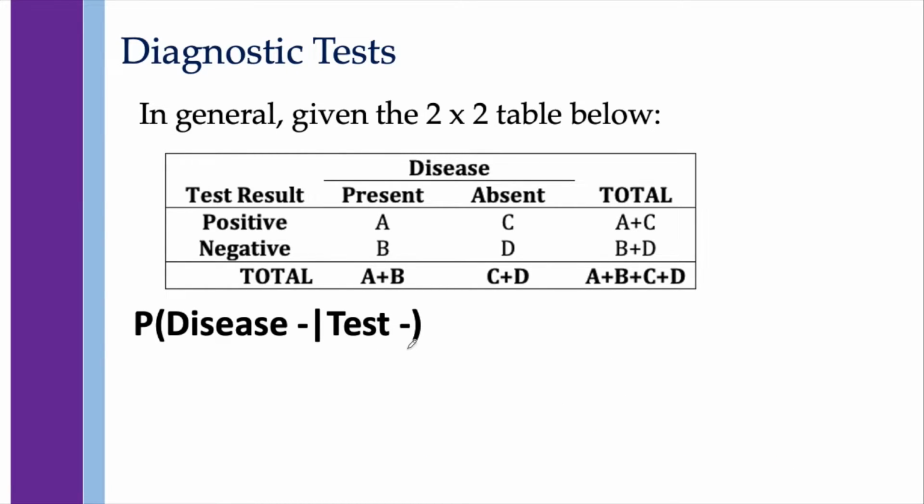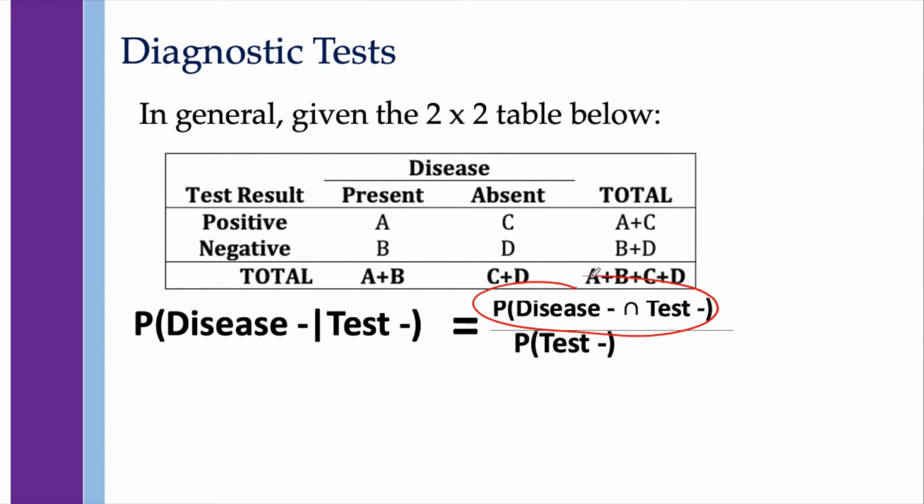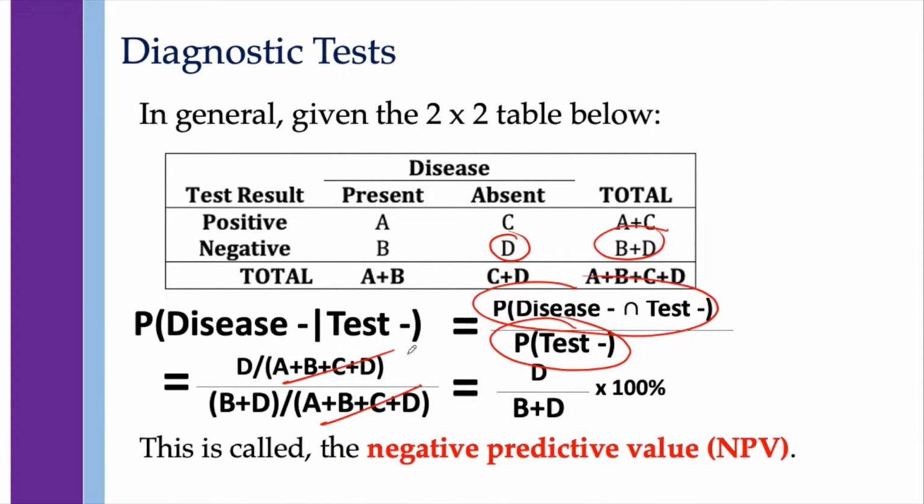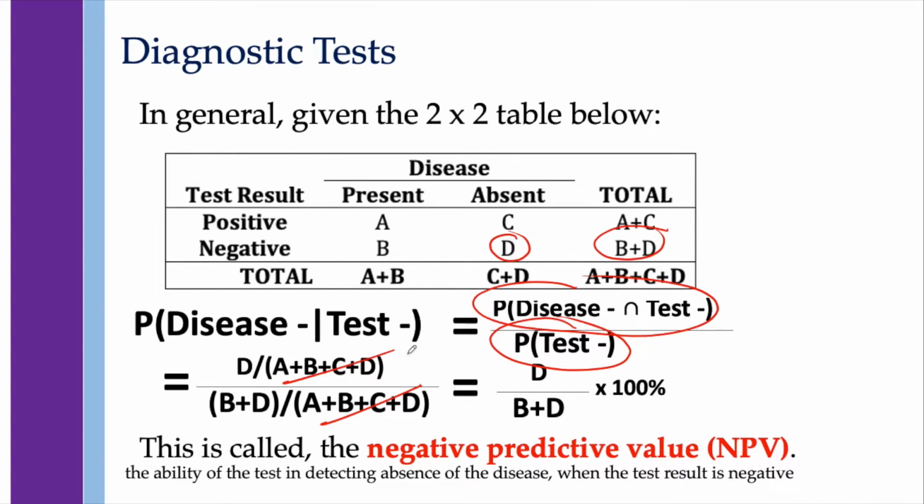Last is the probability of having no disease when the test result is negative. So this part here is just this one, D over the total. And this part here is B plus D over the total. So we may cancel this and we have D over B plus D times 100%. And that is called the negative predictive value, which is the ability of the test in detecting absence of the disease when the test result is negative.